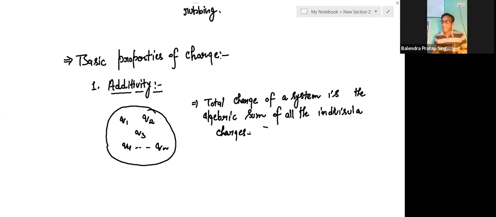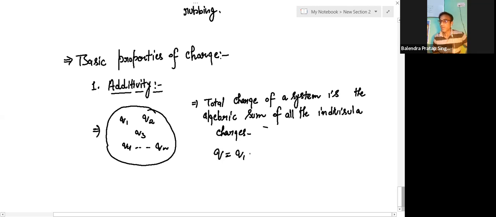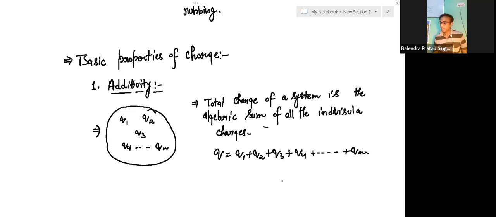This means the net charge of this whole system can be considered as q equals q1 plus q2 plus q3 plus q4 up to qn. You just sum all the charges. This we call additivity, or additive in nature. Charges are additive in nature. So Q net is equal to q1 plus q2 plus q3 plus q4 up to qn.